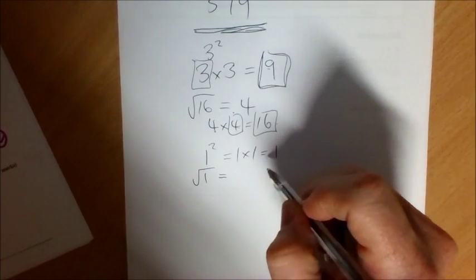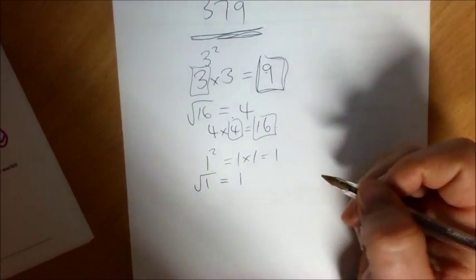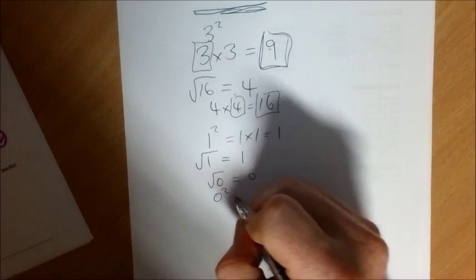What number would you use if you wanted to get 1 at the end of a squaring process? Well, you'd use 1. I've written it there. 0 is also the same. The square root of 0 is 0, and 0 squared is 0.